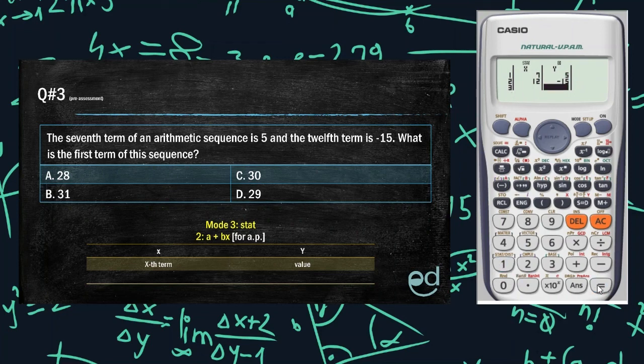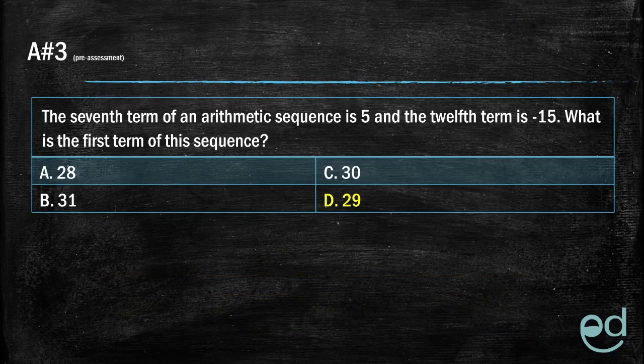After inputting the parameters, press AC. Then we go to Shift 1, which is statistics, and then regression. Since we are finding the first term, it is equal to y hat. And our answer is 29. And the correct answer is 29.